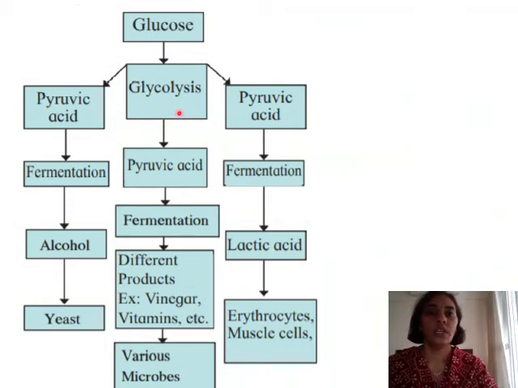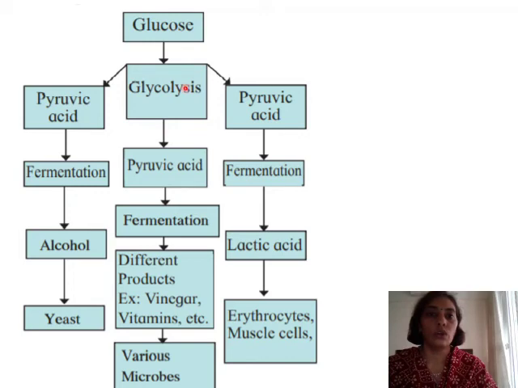Now this flow chart is for anaerobic respiration. We start with glucose, which undergoes oxidation during glycolysis, and it results in the formation of pyruvic acid. Now this pyruvic acid can undergo fermentation, give rise to alcohol with the help of yeast. In the previous slide we have seen this, that is ethanol is formed, and the fermentation is brought about by yeast.